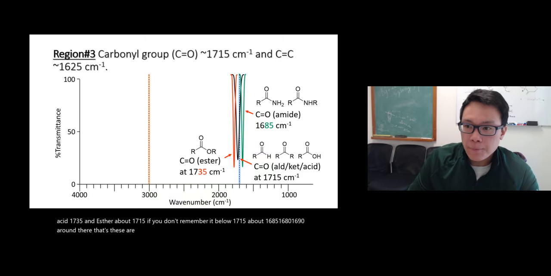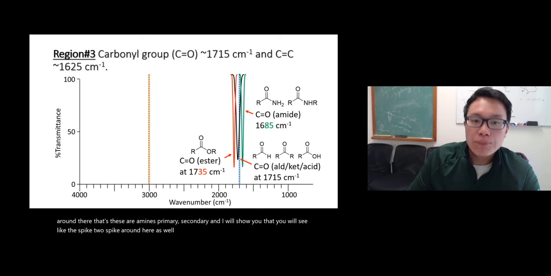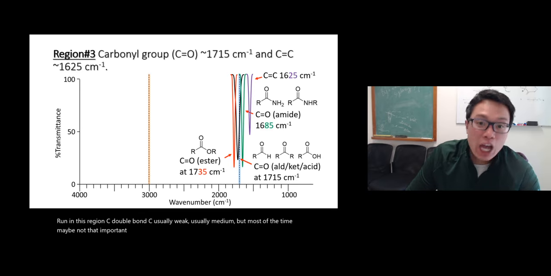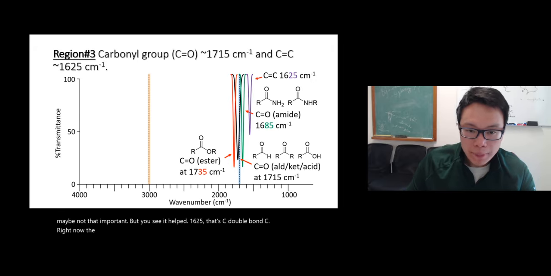These are amides. Okay, primary, secondary amides, you'll also see the spike, 2 spikes around here as well. And below the lowest one in this region, C double bond C, usually weak, usually medium, but most of the time maybe not that important. But if you see it, it helps. 1625, that's C double bond C. All right. Now the problem is right here.